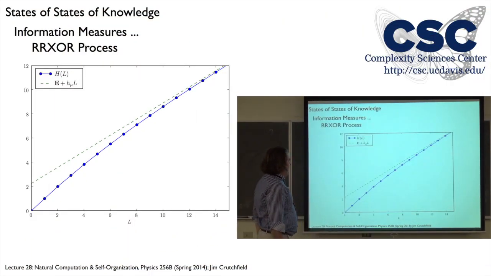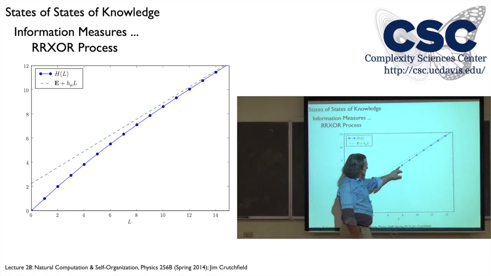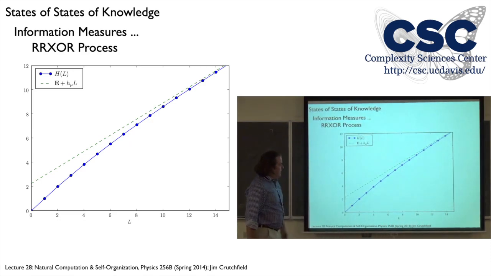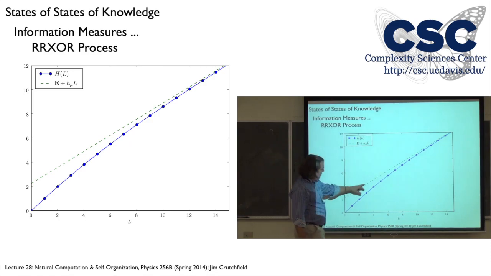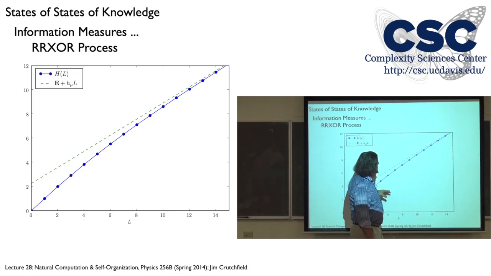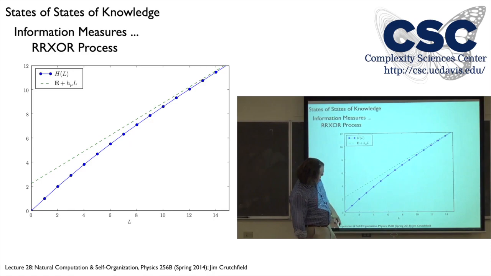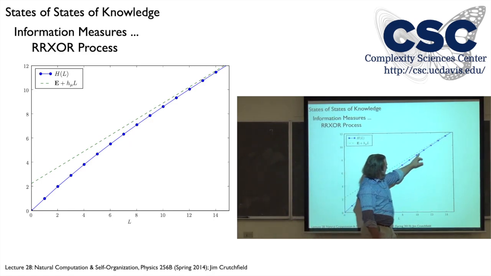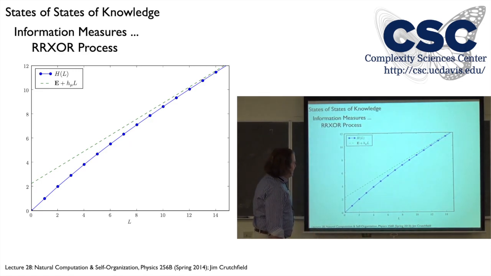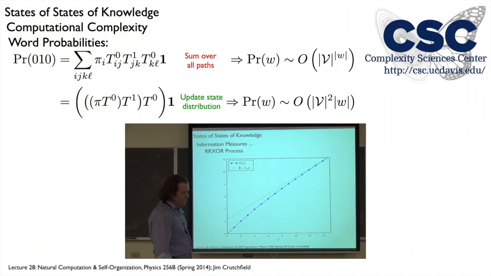And just to remind us, it's been a number of weeks. Here's the random XOR process, and this is the calculation of it going out to length 15 words. And here's our nice linear asymptote. We're trying to fit this straight line to the blue curve, the block entropy. That's doing okay, but it does seem like the random XOR process is taking a long time to settle down to statistical equilibrium here. It's not exactly clear where the straight line should sit. So is there some better way to do this?